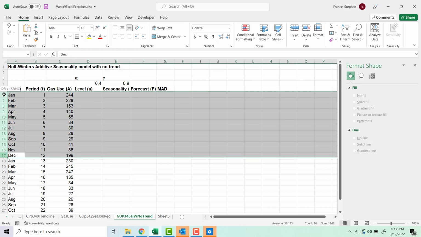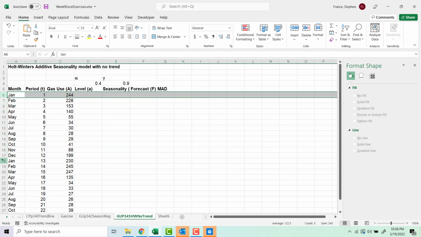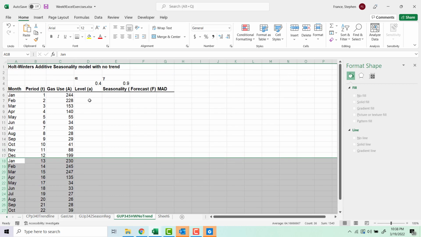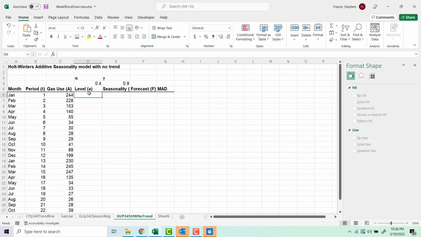So the first year is almost the burn-in period, and the second year is where we make the forecasts. In the burn-in period, we have an initial estimate of the level. And we just estimate this as the average of all the usage. So this is our estimate of the level. And I'm going to put dollars here because I'm going to just drag this down.